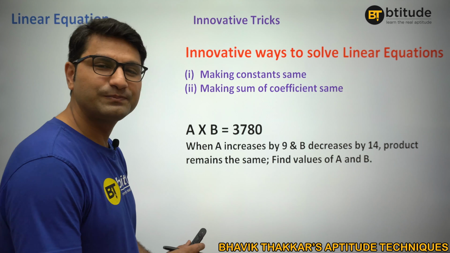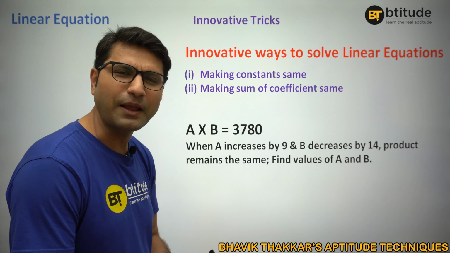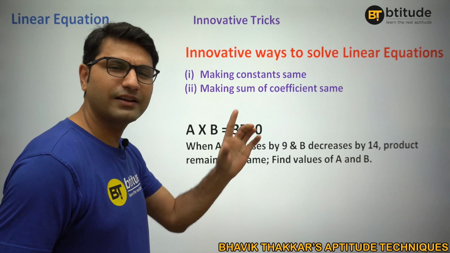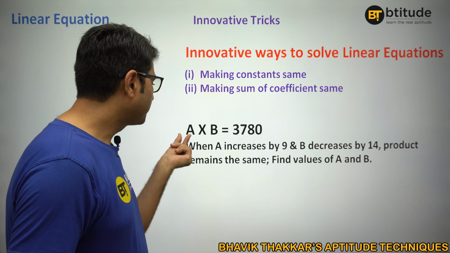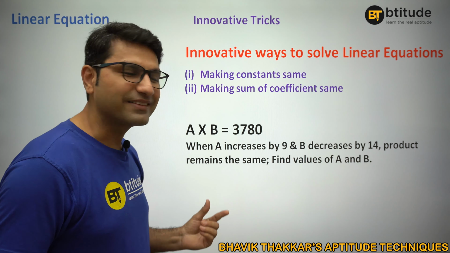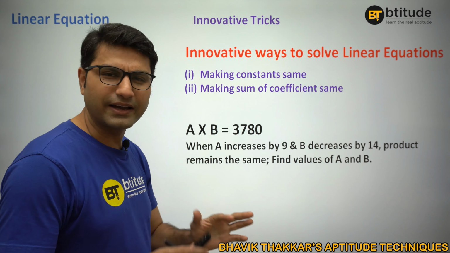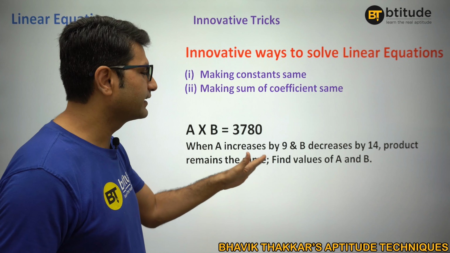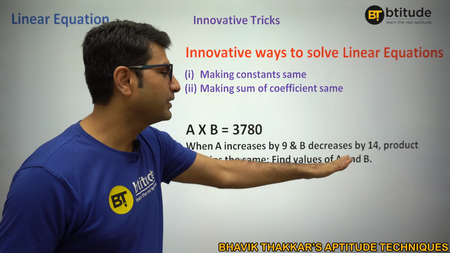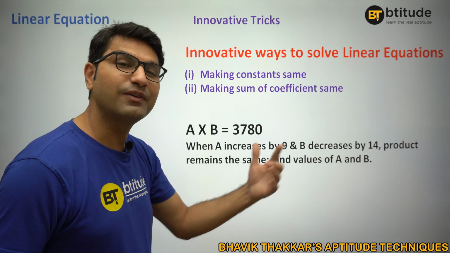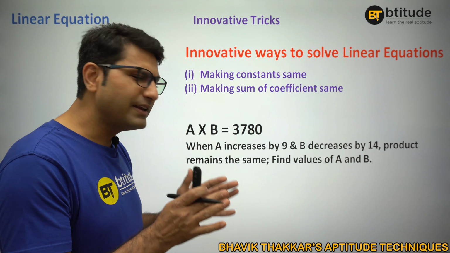What about this one? How would you answer this? Many a times this kind of question is also asked when a into b is given as some constant. It could be speed into time, some distance, price into quantity, some expense, or maybe length into width, some area. Anywhere this can be asked. When one of these is increasing by 9, another one is to be decreased by 14, and still the product is remaining same. Find the values of a and b. This is many a time asked.